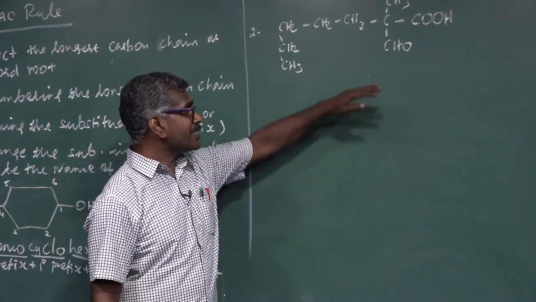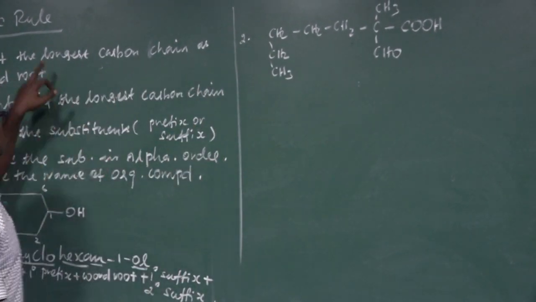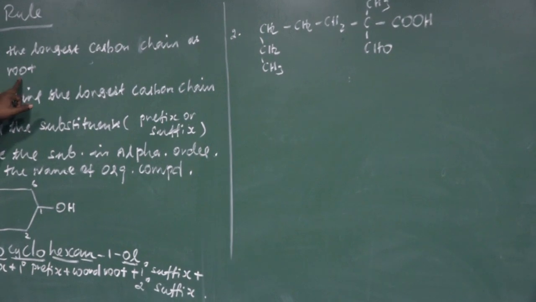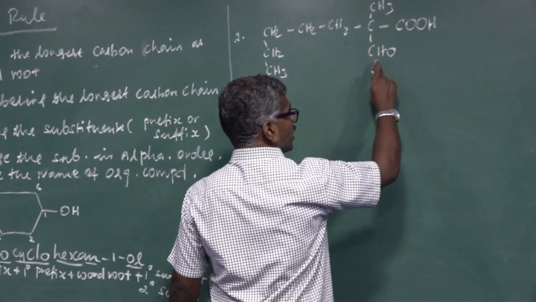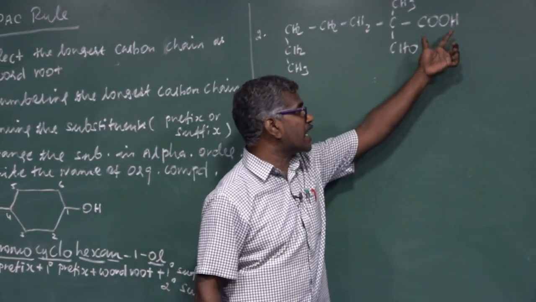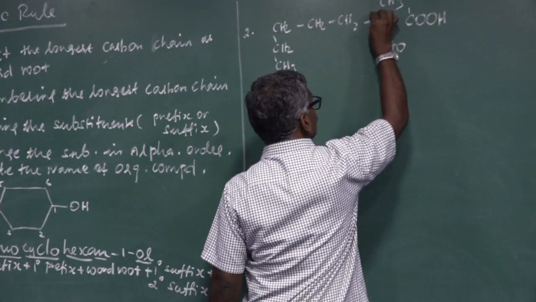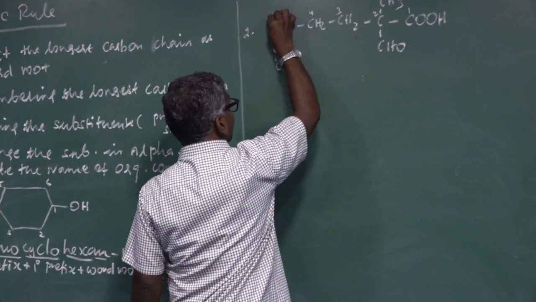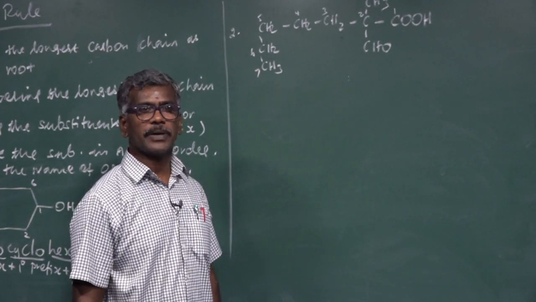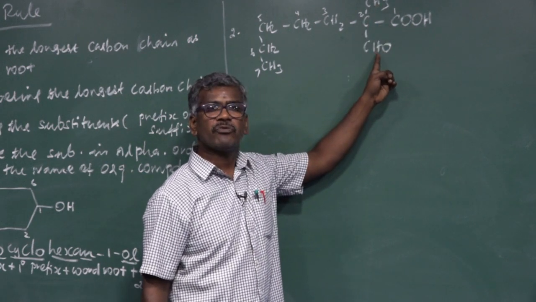Another compound. In that compound, there are two functional groups. What are the rules for the IUPAC system? First rule, select the longest carbon chain as the word root. Here there are two functional groups. One is a carboxylic acid, another is an aldehyde group. First priority is the carboxylic acid. 1, 2, 3, 4, 5, 6, 7. Word root, totally 7 carbons. In the second carbon, there are two substituents. One is a methyl group, another is an aldehyde group.